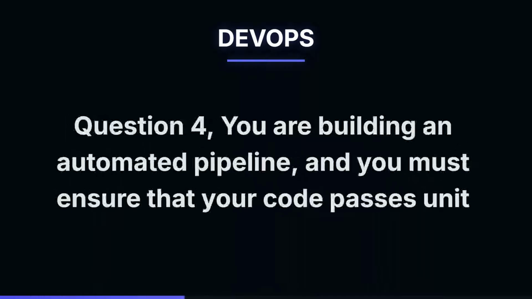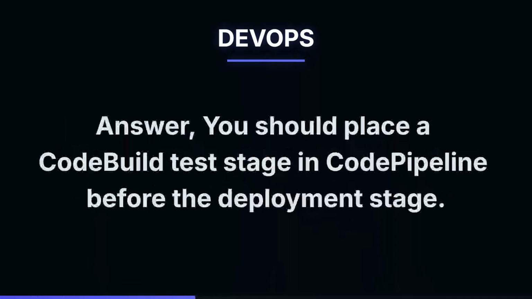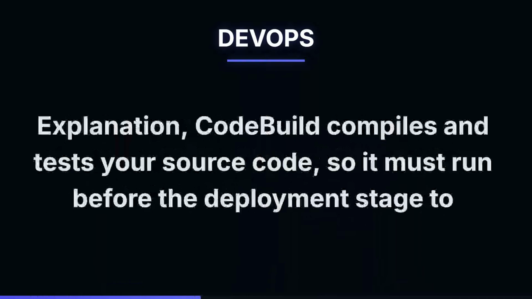Question 4. You are building an automated pipeline, and you must ensure that your code passes unit tests before it can be deployed to the live servers. Where should you place the testing phase? Answer: you should place a CodeBuild test stage in CodePipeline before the deployment stage. Explanation: CodeBuild compiles and tests your source code, so it must run before the deployment stage to prevent broken releases.